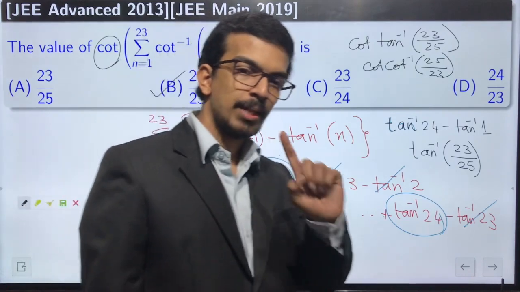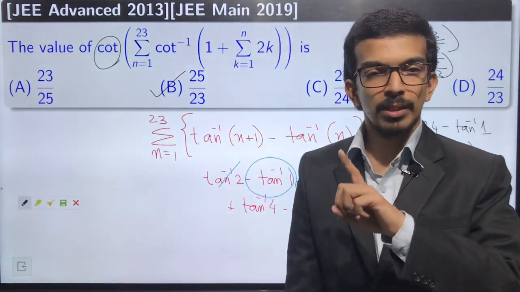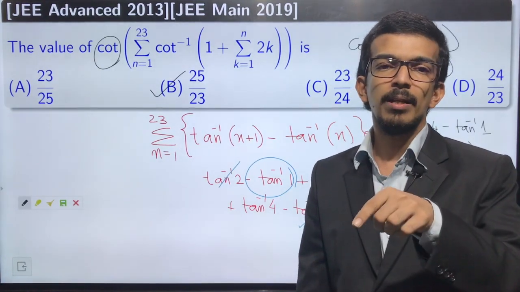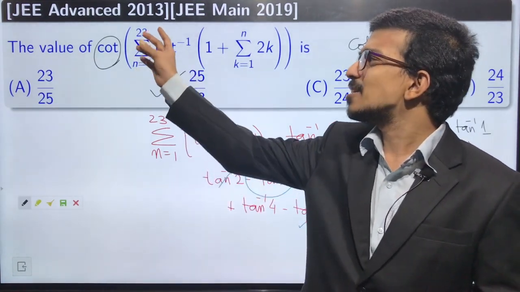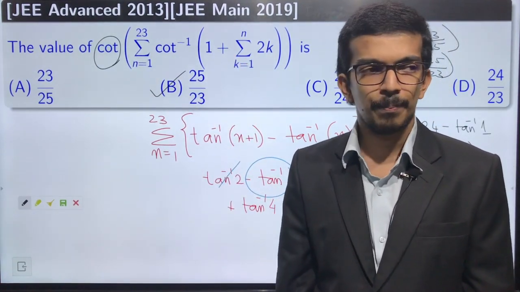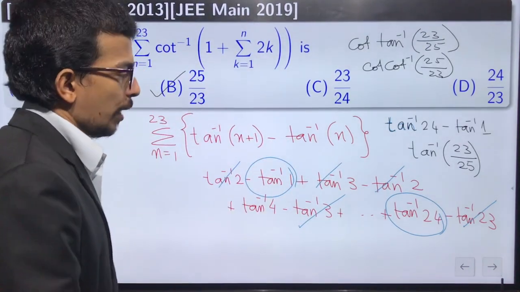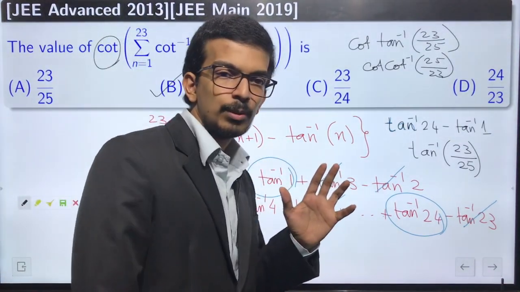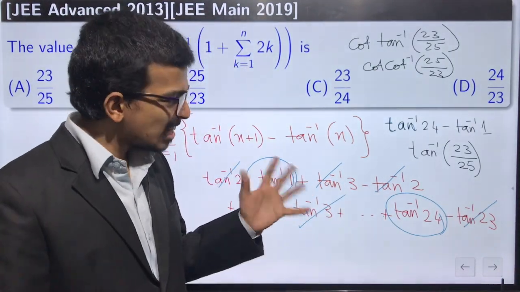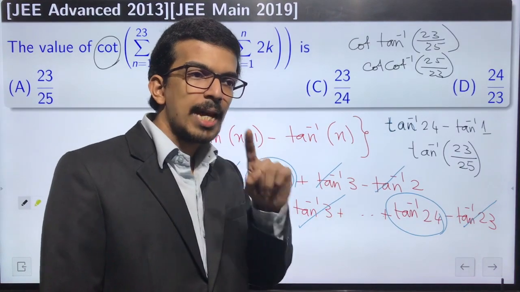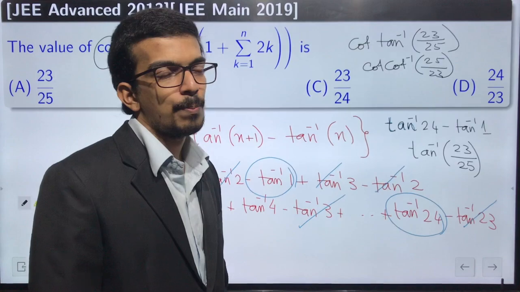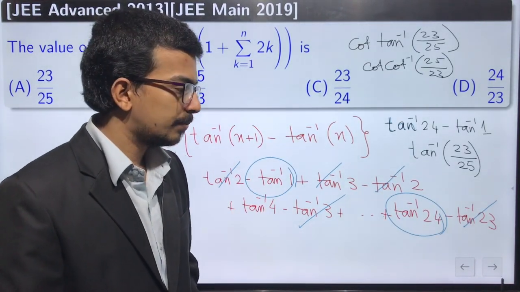So this question appeared in JEE Advanced 2013, and it came again in 2019 JEE Main with slight modifications. Instead of 23, some other number was asked, right? Okay, cool. So that's good. It's an easy problem, but we have used a standard trick of writing the series as a telescoping series. Now let's go to the shortcut.